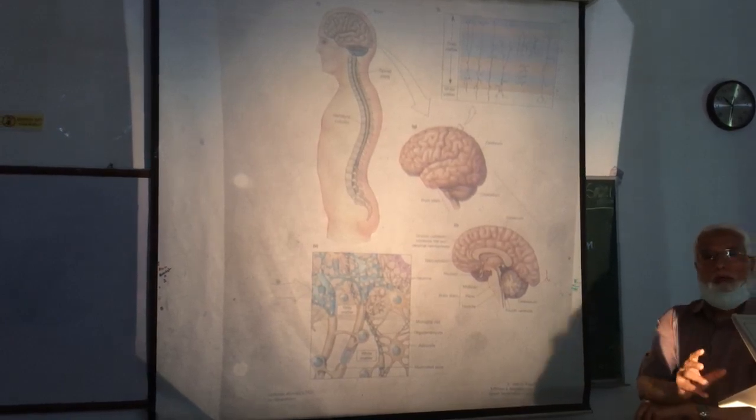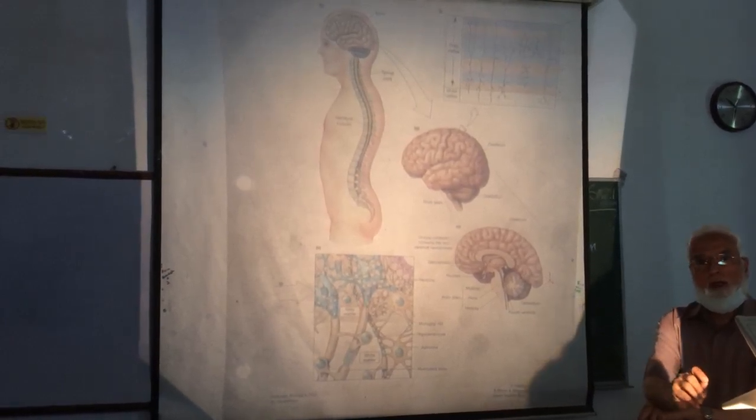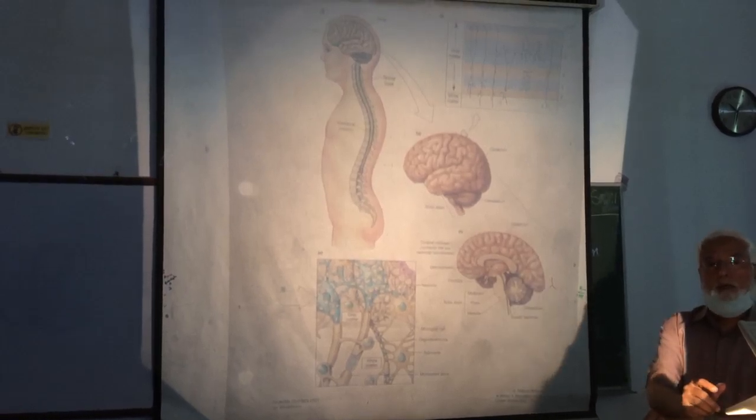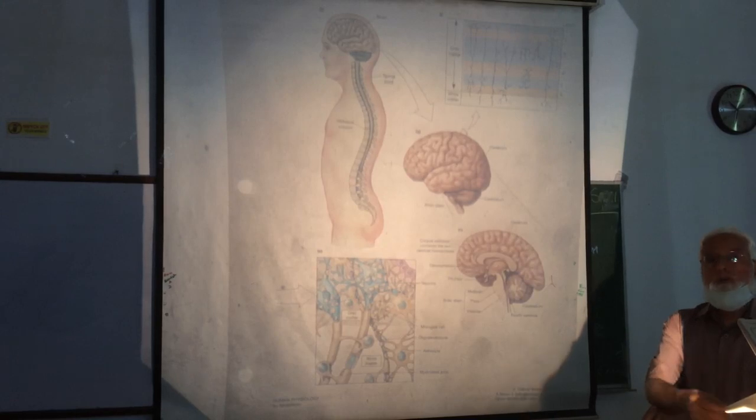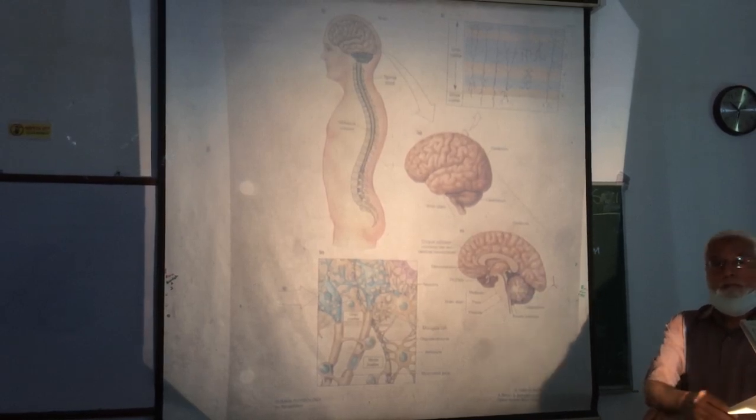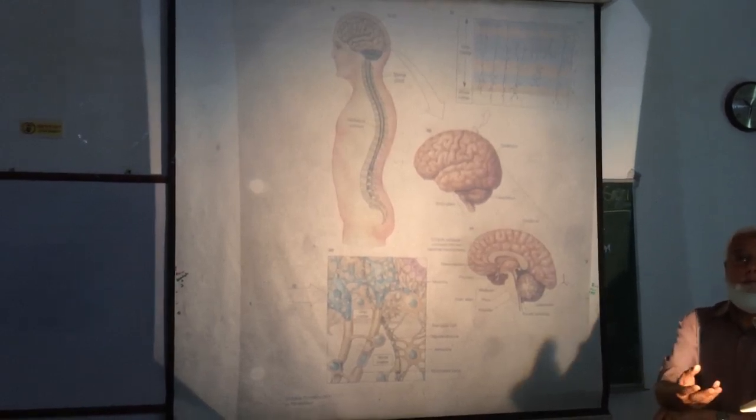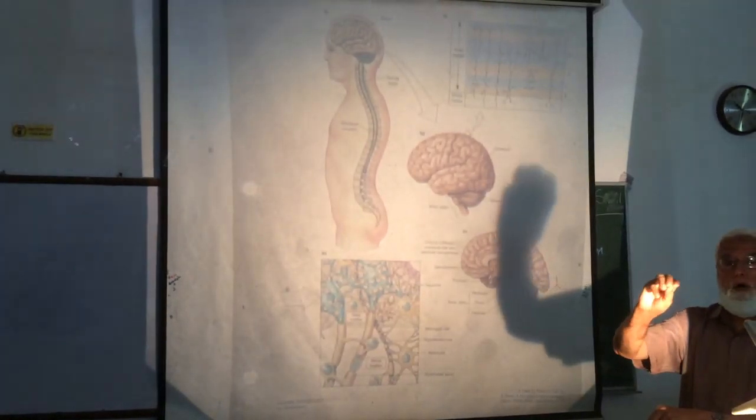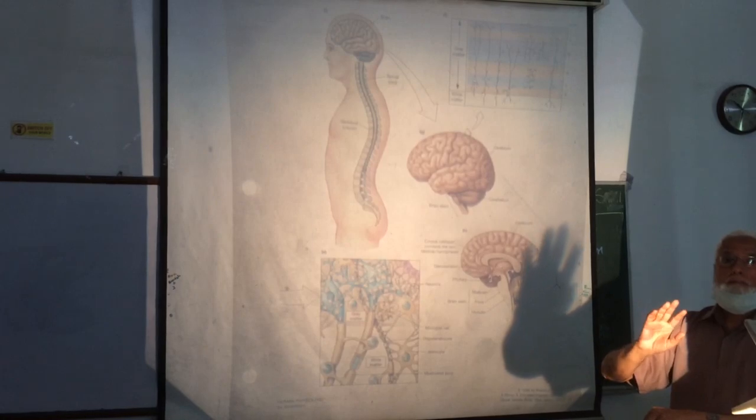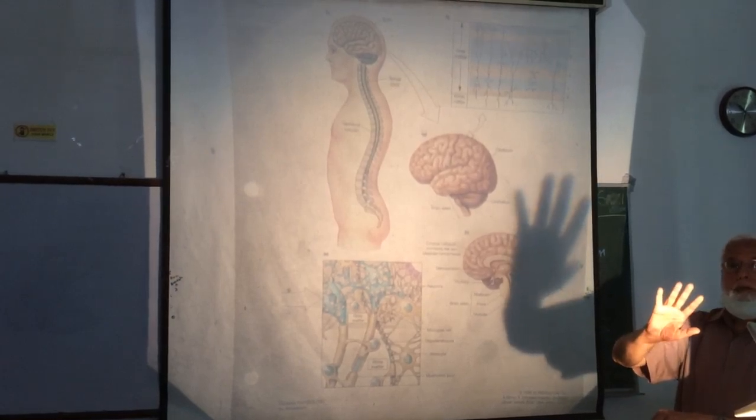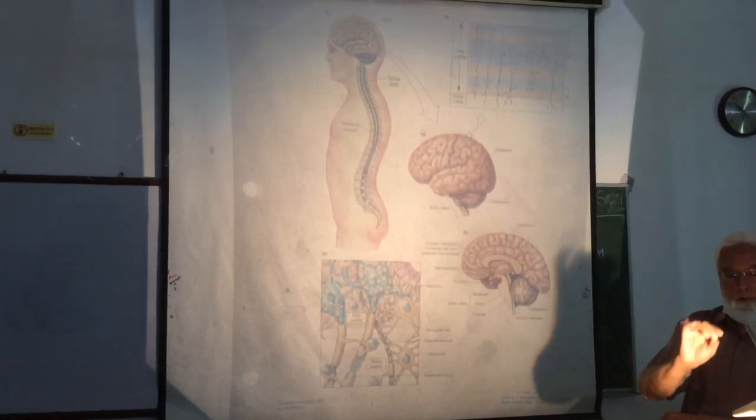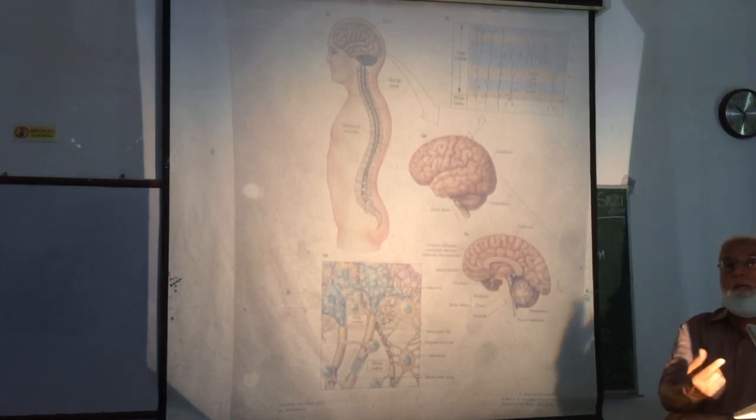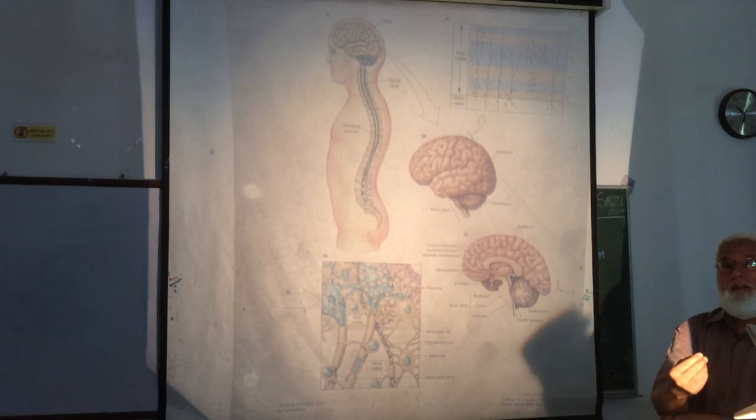Hindbrain consists of medulla oblongata, also called myelencephalon, pons, also called metencephalon, and the cerebellum. This is the hindbrain.